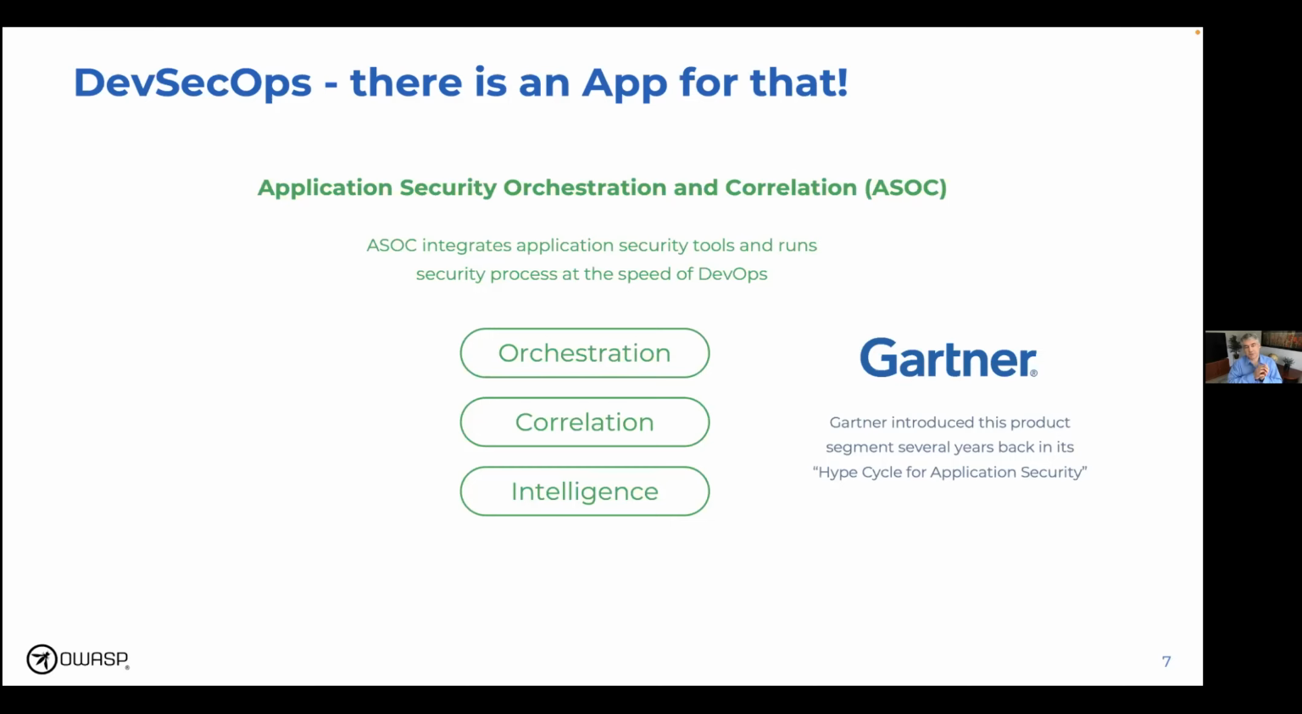They serve pretty much as a DevSecOps platform out of the box, providing what is called orchestration, correlation, and intelligence capabilities. In fact, Gartner has been tracking this for several years, I think 3 or 4 years actually, in their hype cycle for application security. So generally speaking, it's a known product category, but it's not yet widely used or known on the market.